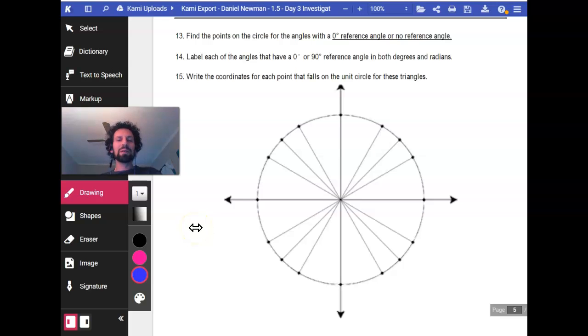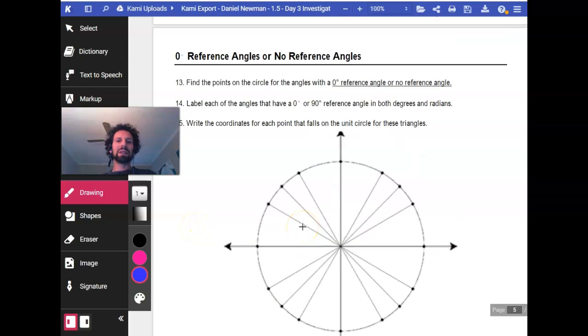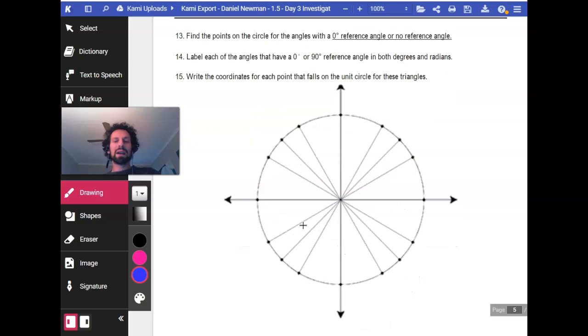All right, for this page on the investigation, we're looking at the reference angles for 0 degrees or 90 degrees, or maybe no reference angle, depending on how you look at it. So that means we're going to be labeling all the points and all the angles that are on the x and y axis. So let's start with degrees.